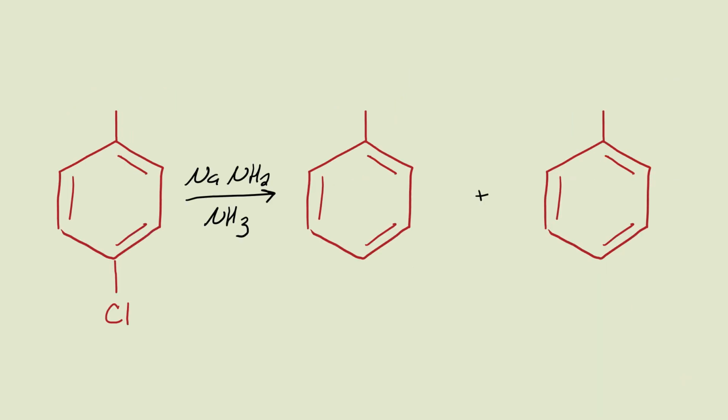This benzyne intermediate is the reason why we get a mixture of products when we react with substituted aryl halides. In elimination addition, we can add either on the carbon directly bonded to the leaving group or the carbon adjacent to it.